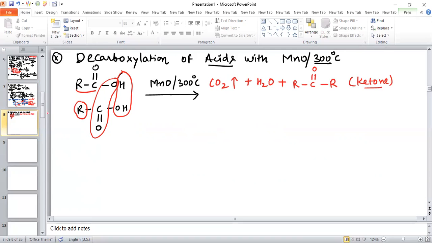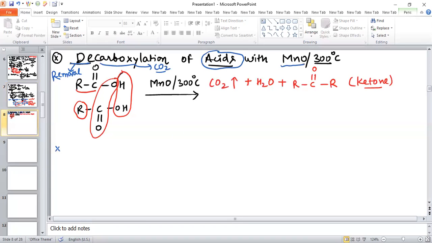Why is this a decarboxylation reaction? Because you can easily see, D means removal, and removal of carboxy means removal of CO2. And this is basically an acid. Therefore, this is decarboxylation of acids. For decarboxylation of acids, we are using manganese oxide as a catalyst, and a ketone is obtained as the product.